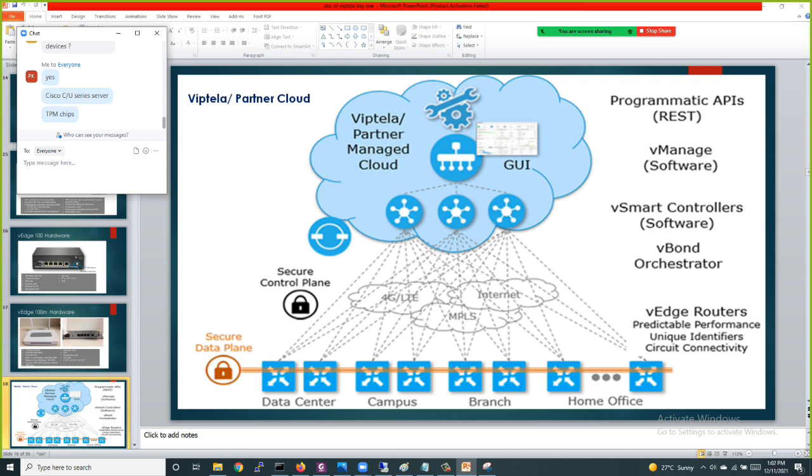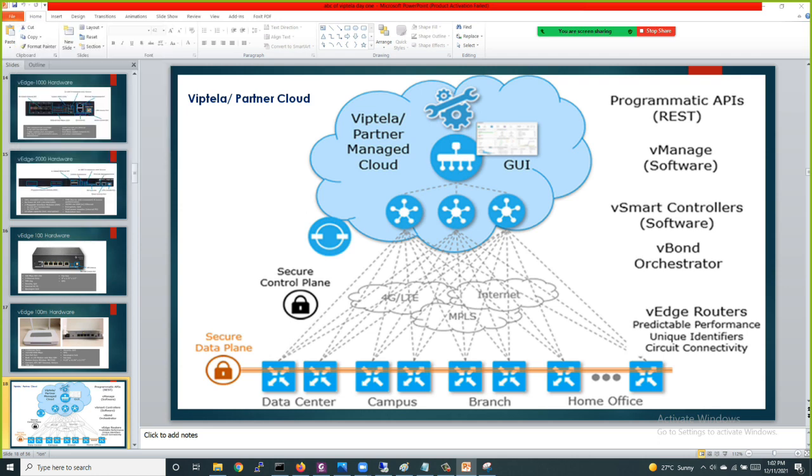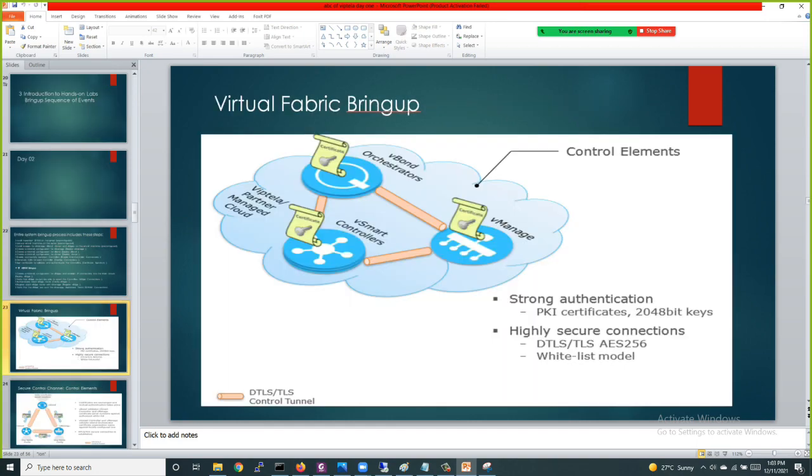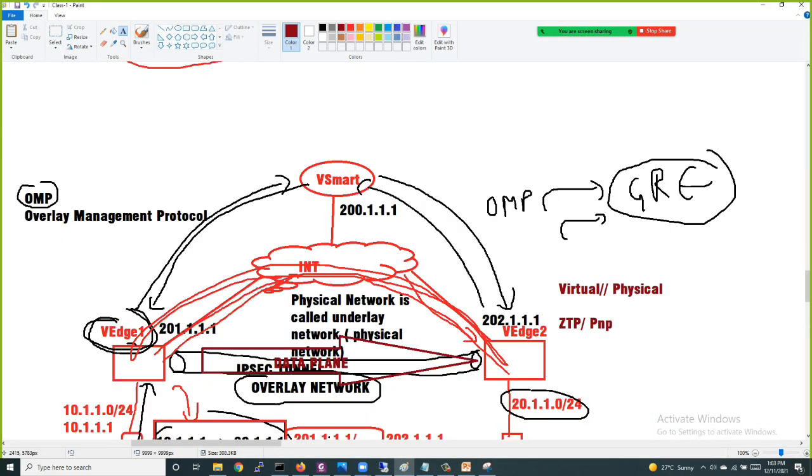After that, we have these controllers, right? What are the controllers? We have vManage, vSmart, vBond. What do you mean by vManage? vManage is used to provide us the GUI of the fabric for all the SD-WAN components that we have over there. What is vSmart? vSmart is there to provide us the routing functions, right? vBond is there to provide us authentication, right? This sort of lab you can build on your own if you want. You can see the simple lab, but we will be using our own lab, right?